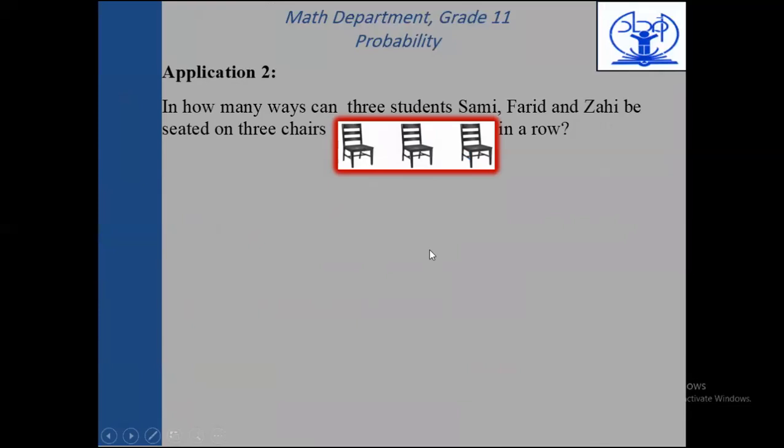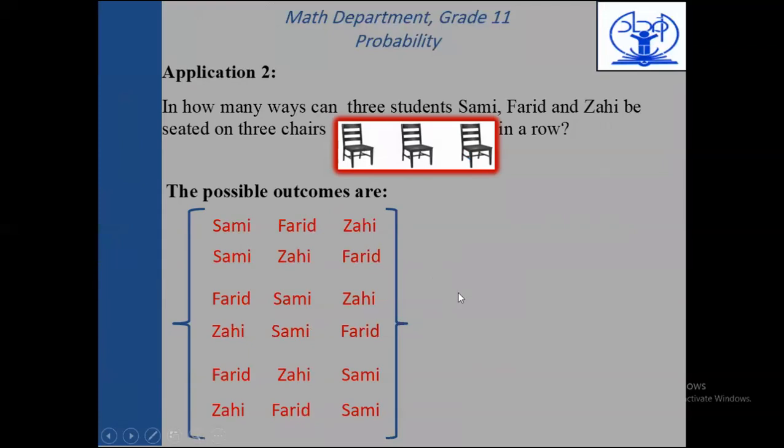Do we need to list all the cases? The possible outcomes are these, if we want to list. But for sure, I'm just giving you the answer, but if you have this in an exam or in any situation, you don't actually need to list the cases. You can tell that the number of ways you can let these students sit on these three distinct chairs will be 3 factorial, which is 6 ways, and here the 6 ways are.